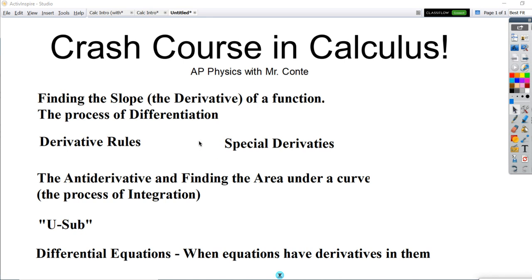So here's an outline of what we're going to be looking at. The first topic that we're going to discuss in this video is finding slope. Now this seems like a simple procedure, but typically when we've talked about slope, even in my physics class, we talk about the slope of a line. You pick 2 points, use the slope formula, you get a value. But what if the function is not a line and it's a curve?